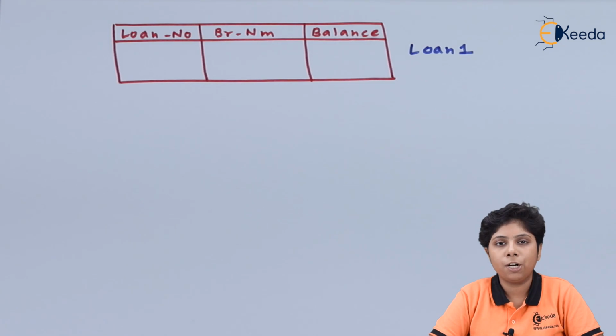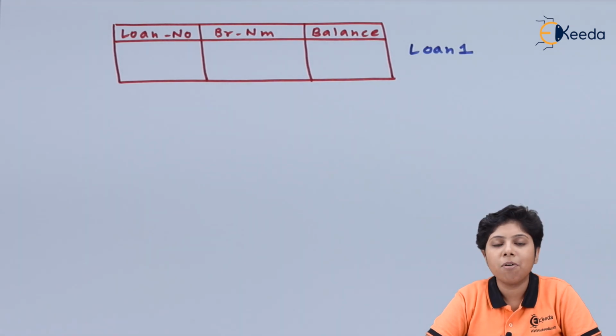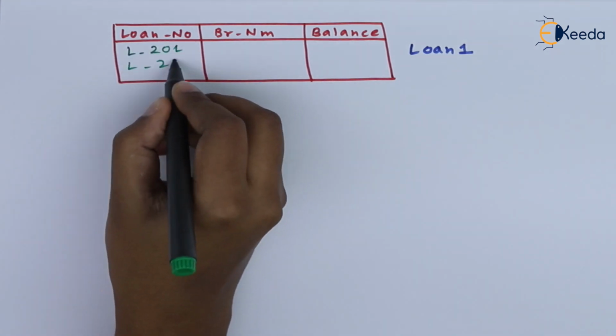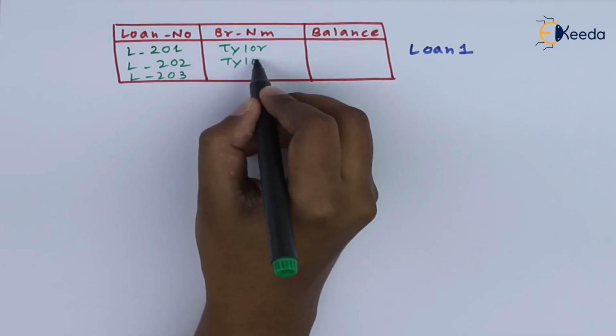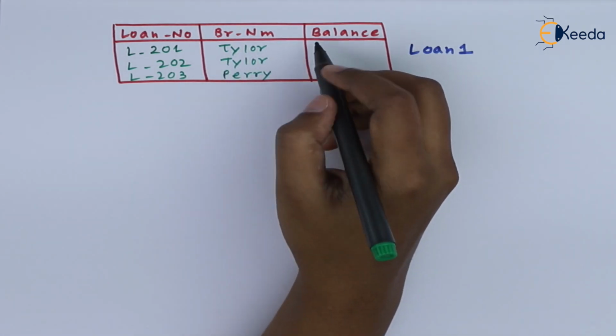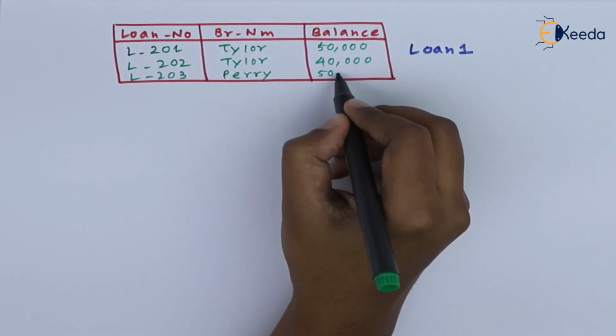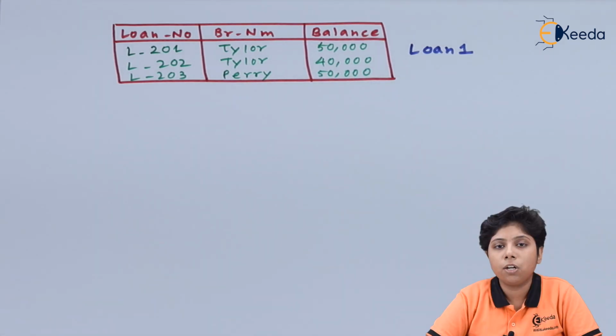Now we are using another relation, loan 1, which we have to relate with the loan relation. Here we will have some loan numbers, the branch name where the loan exists, and the available balance on that loan. See here, the loan number is the primary key of this relation.